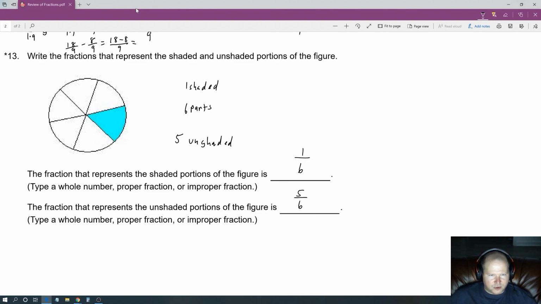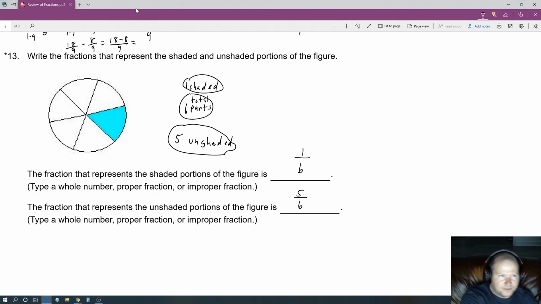So you always put your total. I guess I should really label this as total parts. So this is total parts, 6 total parts. 1 was shaded, and 5 were unshaded. And that's it.